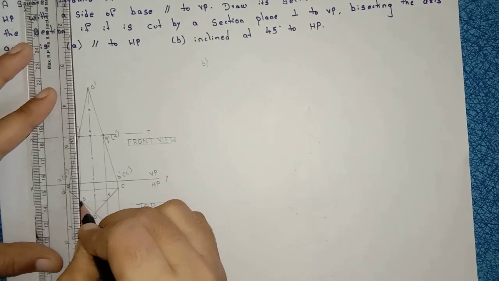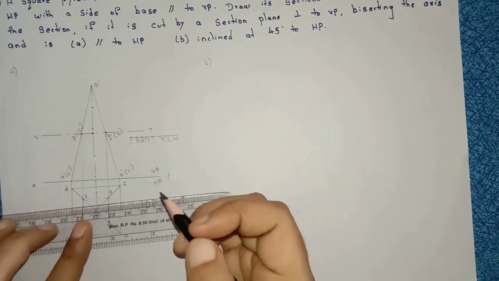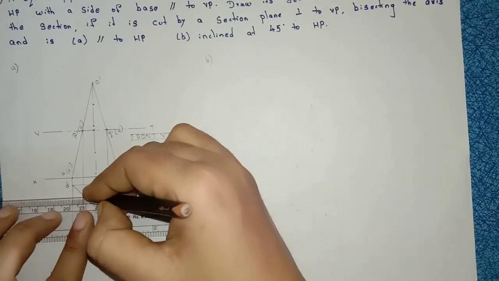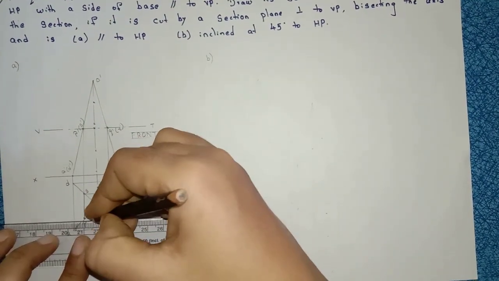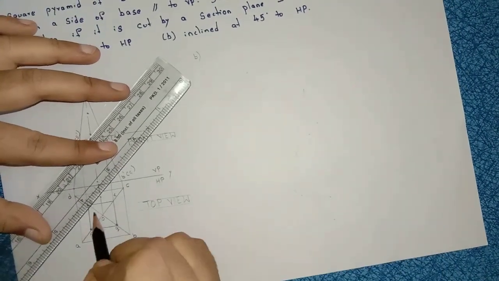Now join this P, Q, R, S. This is your sectional top view. You have to represent it with hatching lines.